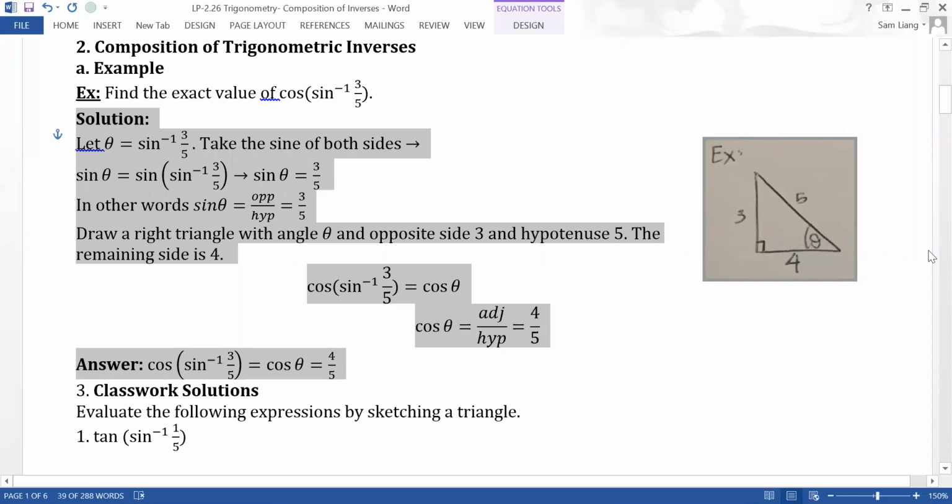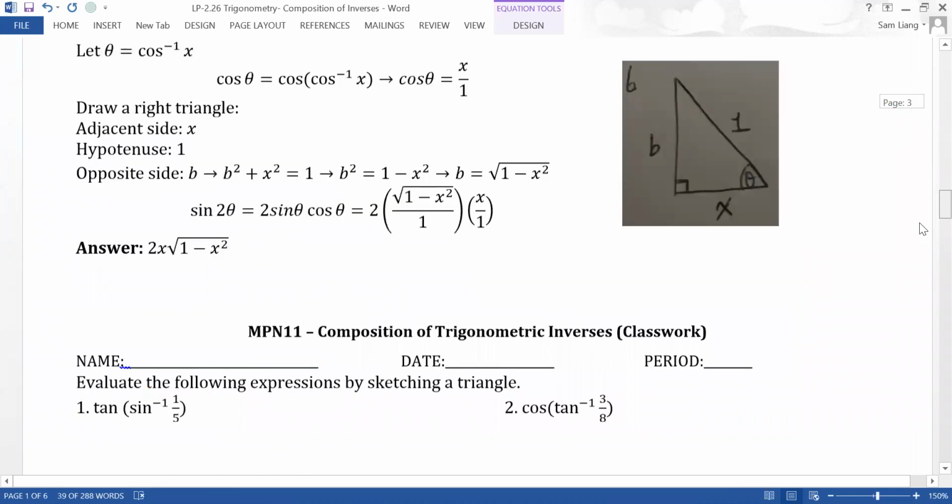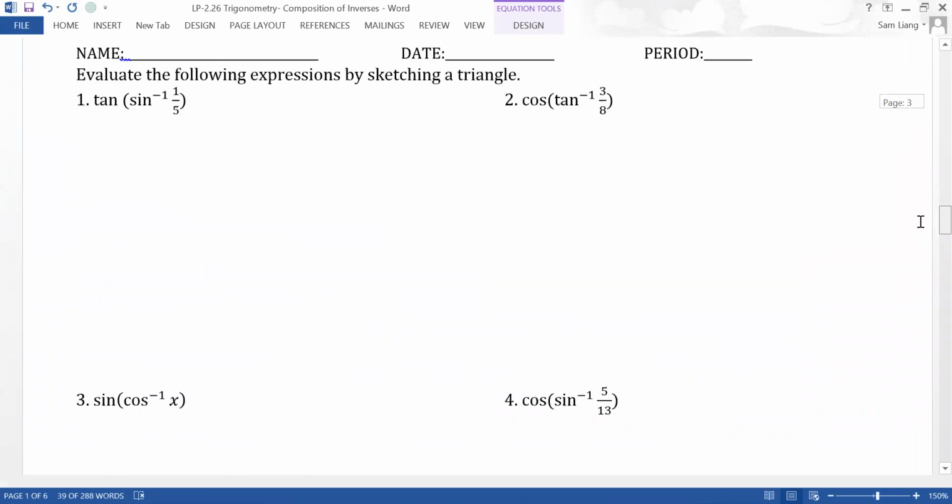If no one else needs the example, I'll just move on to the worksheet. So I'll just show you the worksheet. Again, it's also on Google Classroom. Just take the next, say, 5 minutes or so, try to solve the first 3 questions, and then we'll reconvene about these solutions.